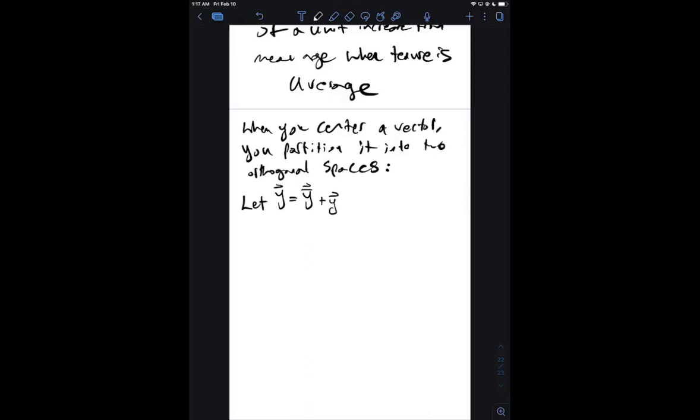So basically, this is the idea, right? Is we can decompose any old vector into these two subspaces. So just a vector of the means and a vector of the deviations. I'll write this in here.